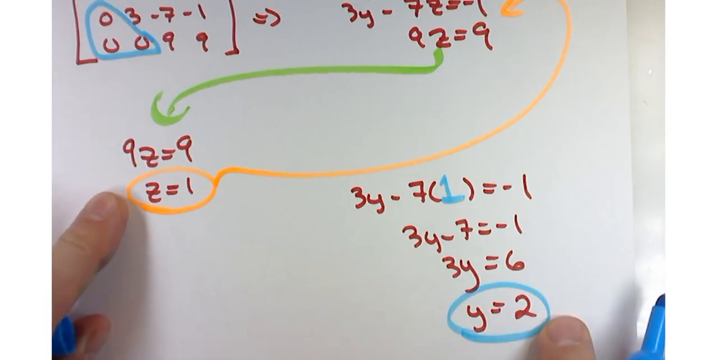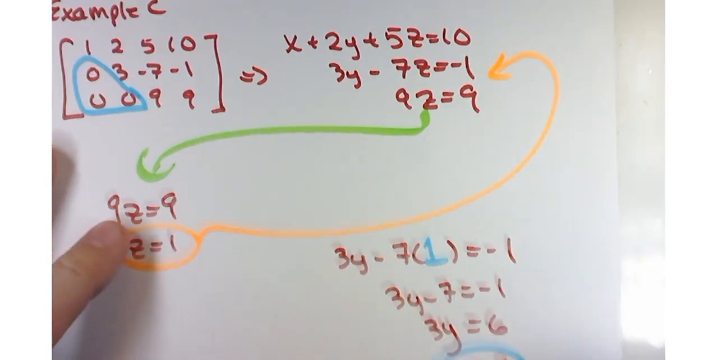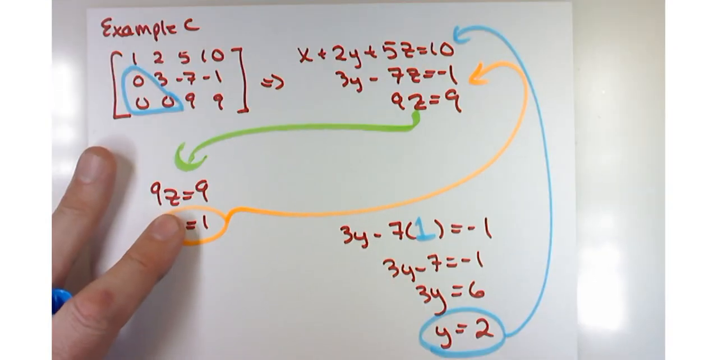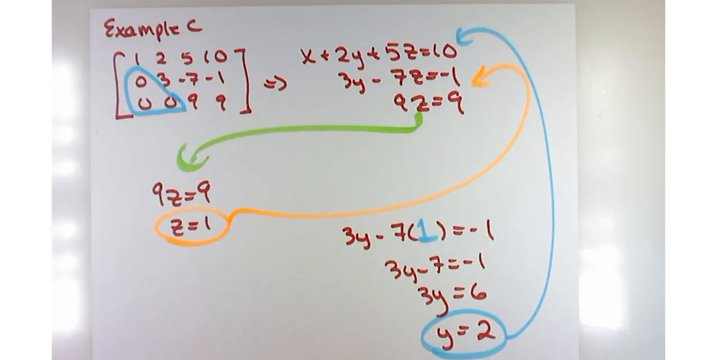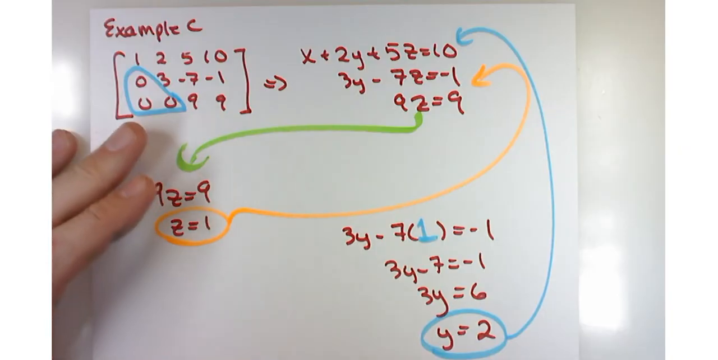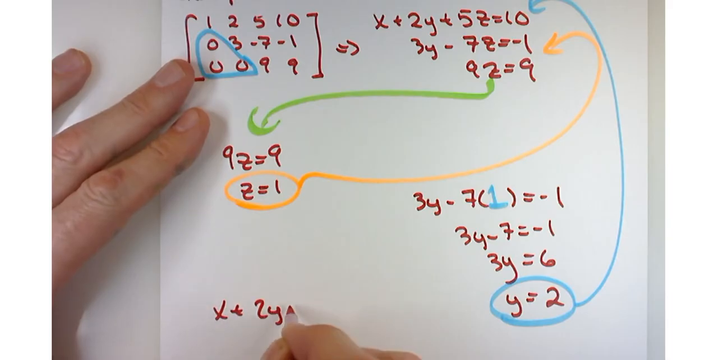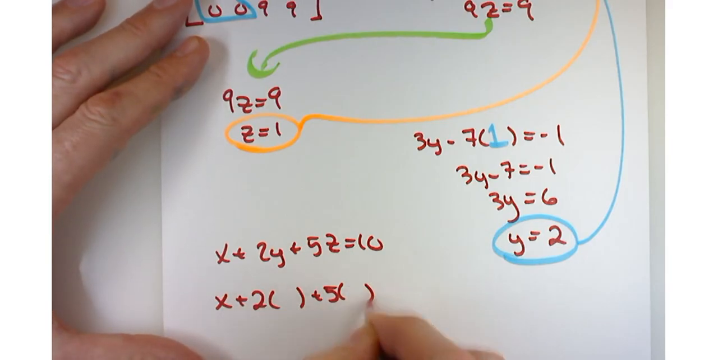Now that we know y and z, now what can we do? Solve for x. I'm going to plug it back into, say, the top equation and solve for x. We have to plug it into the top equation because this is the only one that has an x in it. So x plus 2y plus 5z equals 10. And that's x plus 2 times 2 plus 5 times 1 equals 10.